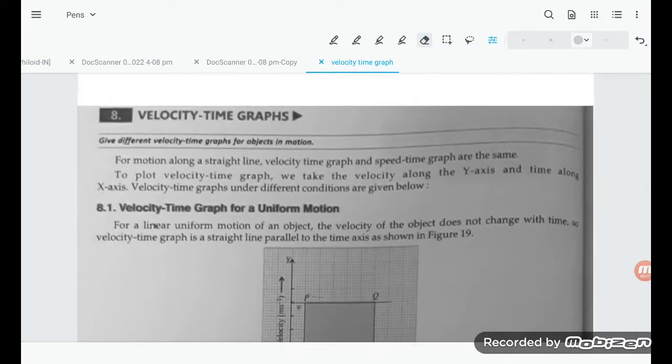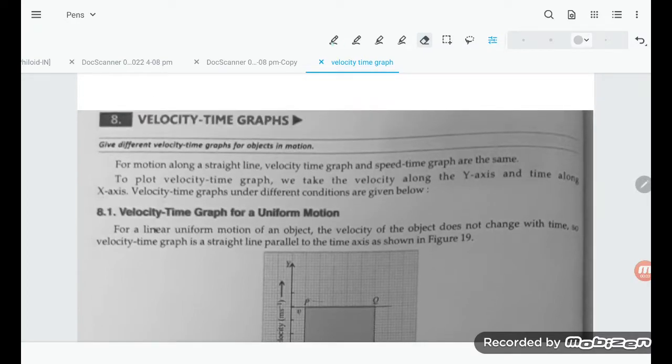Students, we are going to understand the velocity time graph. Okay, so you can see here, this is the velocity time graph, and velocity means the change in speed with direction with time. The direction is required in case of velocity.